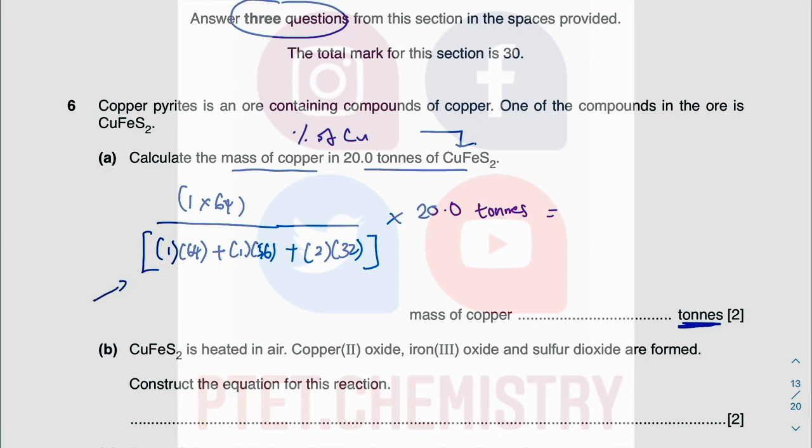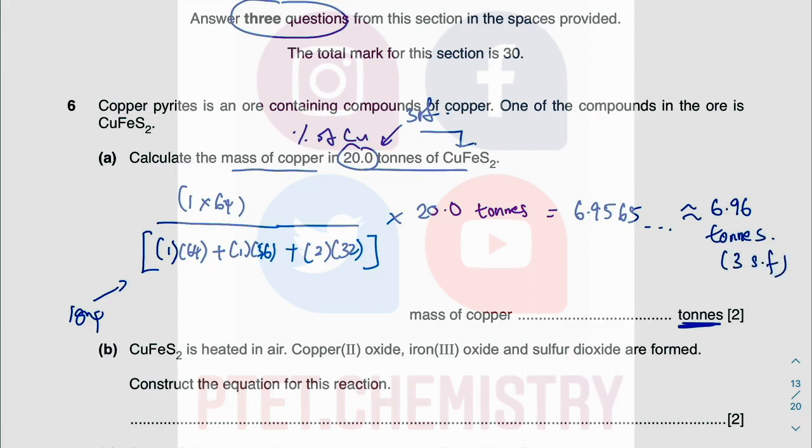I hope you get 184. So it's 64 divided by 184 times 20.0. I got 6.9565. I am going to round to 3 significant figures, because that is the appropriate number of significant figures based on the data given in the question. Not based on what you want, but based on the data given in the experiment or in the question.